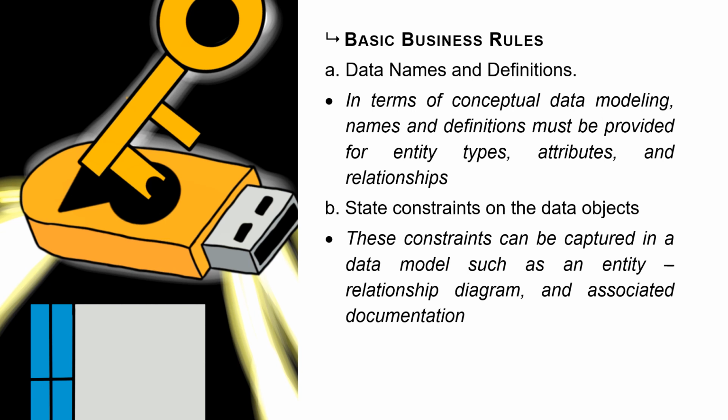While data definitions are considered a type of business metadata, a definition is an explanation of a term or a fact. In conceptual data modeling, names and definitions must be provided for entity types, attributes, and relationships. These are the stated constraints on the data objects. These constraints can be captured in a data model such as the entity relationship diagram and associated documentation.